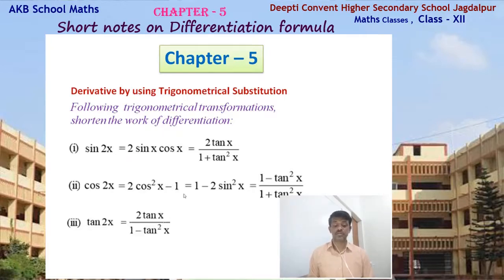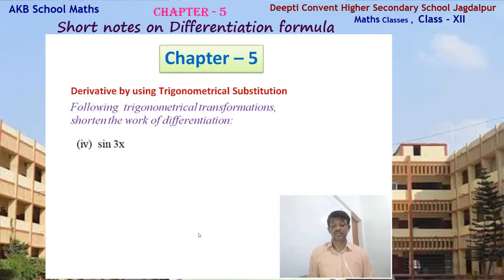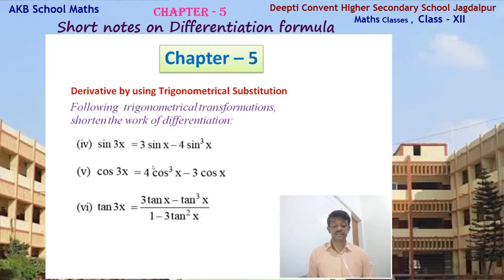Tan 2x equals 2 tan x upon 1 minus tan square x. Now, tan square x equals 1 minus cos 2x upon 1 plus cos 2x. This is also a very important transformation. Now, sin 3x is 3 sin x minus 4 sin cube x, cos 3x is 4 cos cube x minus 3 cos x, and tan 3x is 3 tan x minus tan cube x upon 1 minus 3 tan square x.